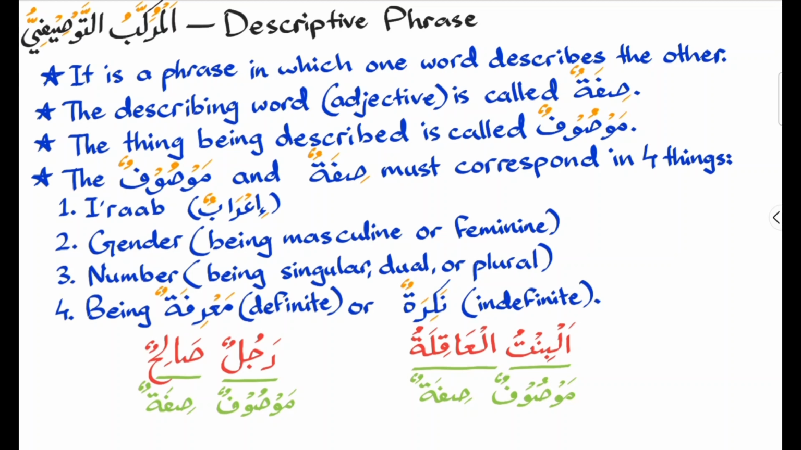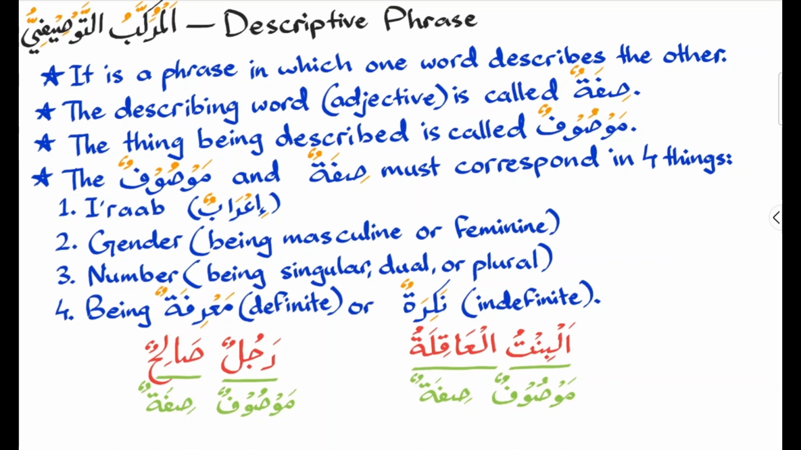The first is i'rab, so since al-bintu is getting a dhamma on the last letter, al-aqilatu is also getting a dhamma on the last letter. Number 2 is gender. Since al-bint is feminine, al-aqilatu automatically becomes feminine. It's not al-aqilu, it's aqilatu. Number 3 is number, being singular, dual, or plural. So since al-bint is singular, al-aqilah is also singular.